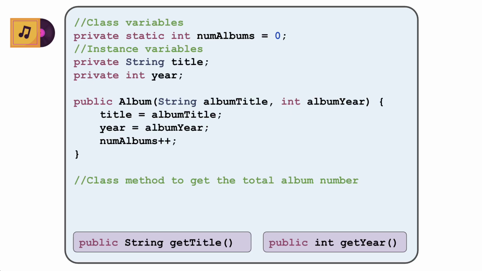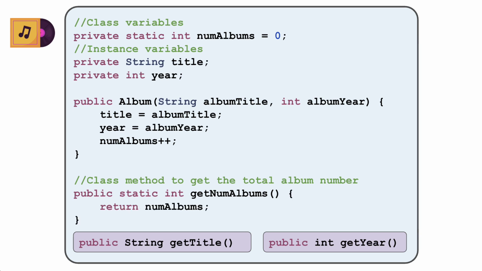Alright, back to the album class and class method. Let's make the visibility of this method public so that it can be called from other classes. Then you include the keyword static to make it a class method, followed by the return type. Because this method will return the value of num_albums, the return type is int. Let's name this method getNumAlbums. There are no parameters, so you can have an empty set of parentheses. Inside of the method body, you can include a return statement to return the value of num_albums.